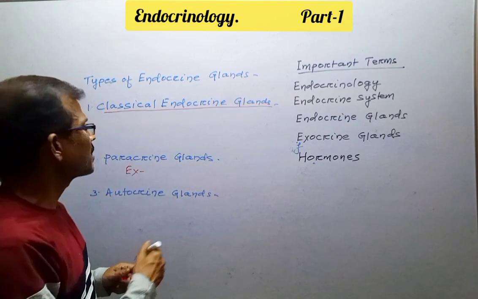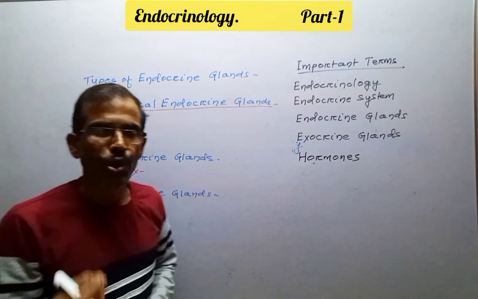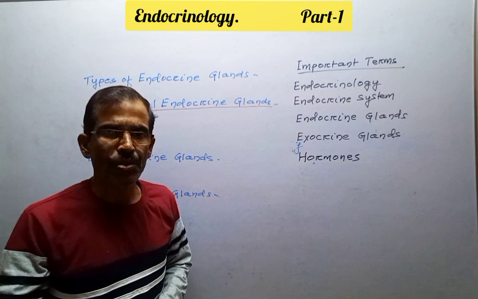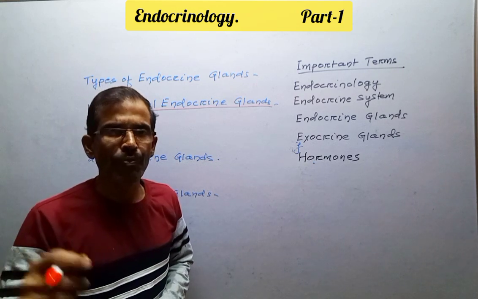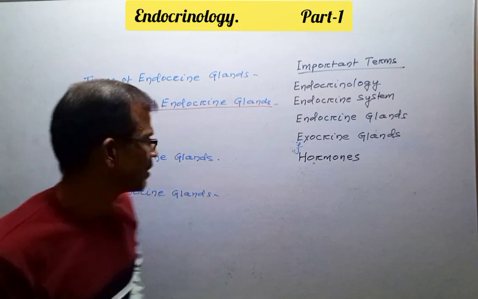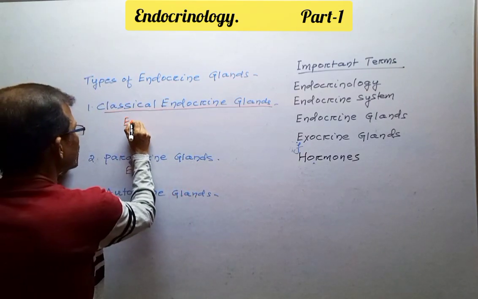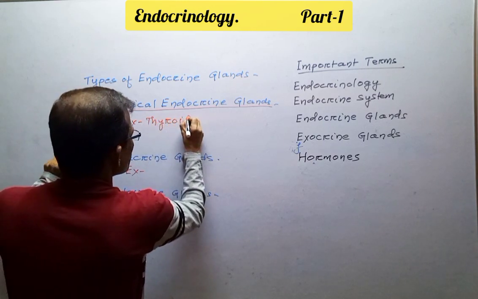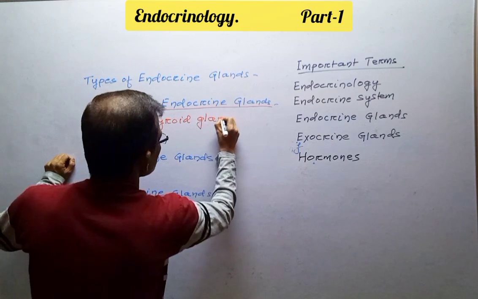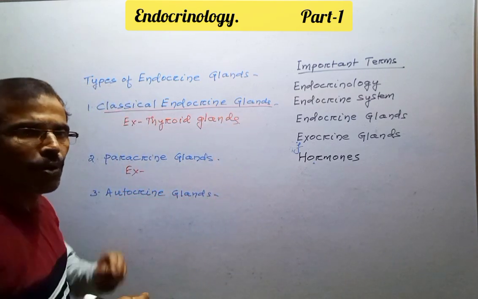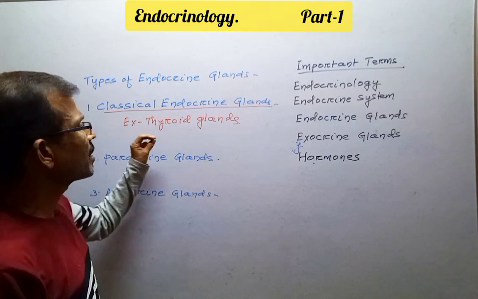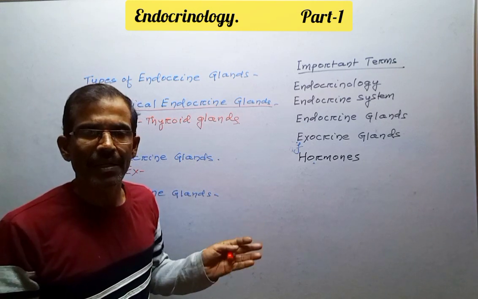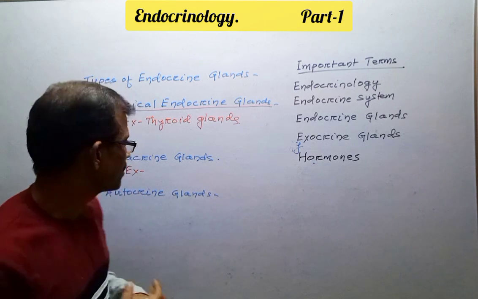First one is classical endocrine glands, whose hormones are transported by blood to a distant target tissue where it exercises its influence on specific processes. For example, thyroid gland. So for the hormones that are secreted by the classical endocrine glands, the site of action is located at a distance from the site of synthesis.